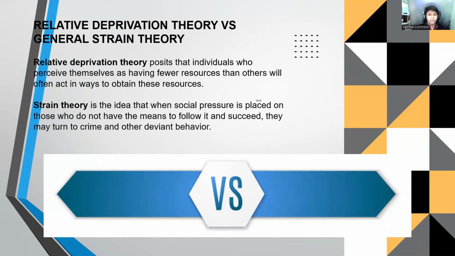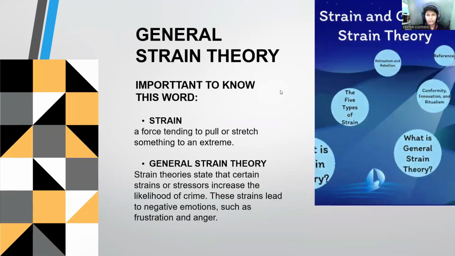Now, relative deprivation theory versus general strain theory. Relative deprivation theory posits that individuals who perceive themselves as having fewer resources than others will often act in ways to obtain these resources. While the general strain theory is the idea that when social pressure is placed on those who do not have the means to follow it and succeed, they may turn to crime and other deviant behavior. Now let's go on to the general strain theory.